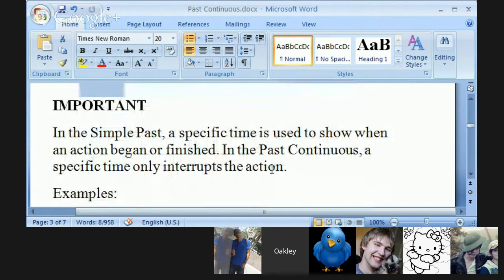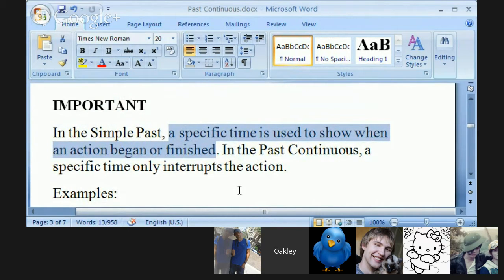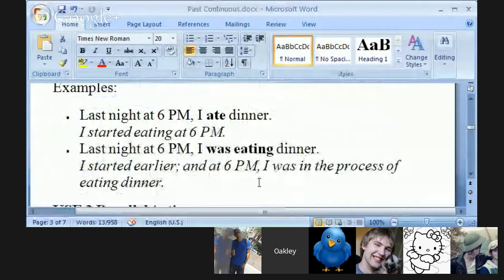In the simple past, a specific time is used to show when an action began or finished. In the past continuous, a specific time only interrupts the action. So, for example, last night at 6 p.m., I ate dinner. That would indicate that the person started to eat at 6 p.m. As opposed to last night at 6 p.m., I was eating dinner. That suggests he's somewhere in the middle. We don't know where, near the beginning, near the ending. It's not spoken.